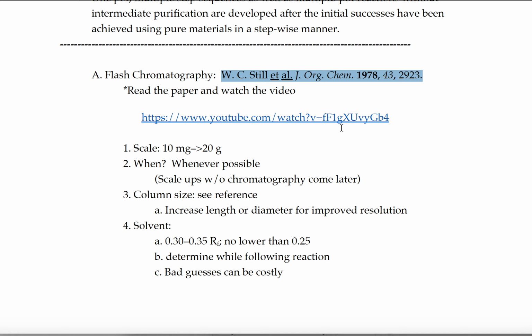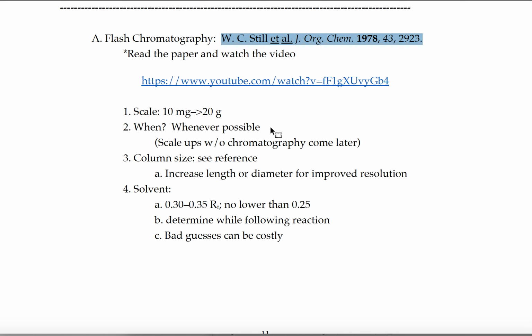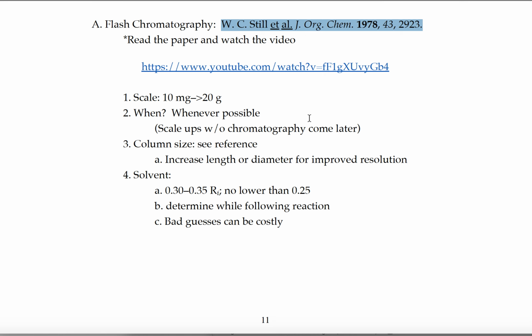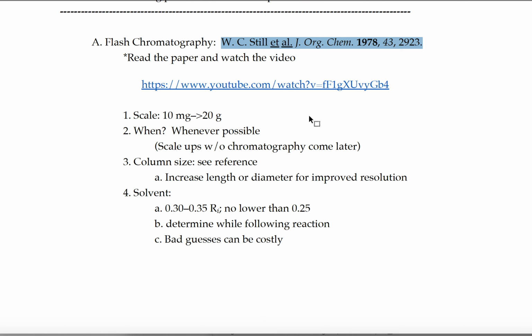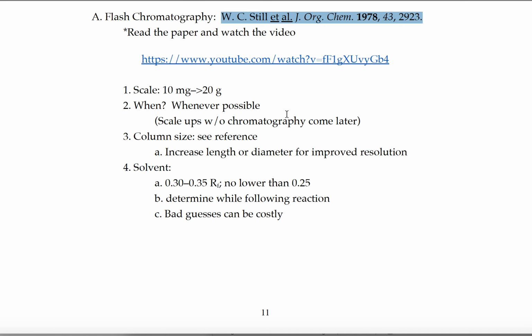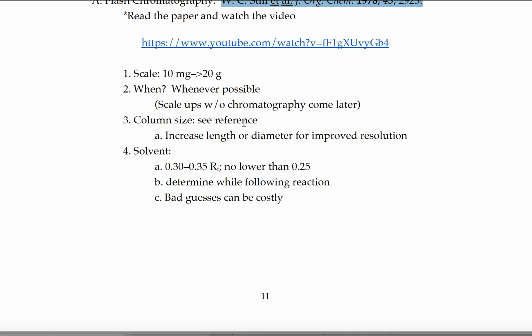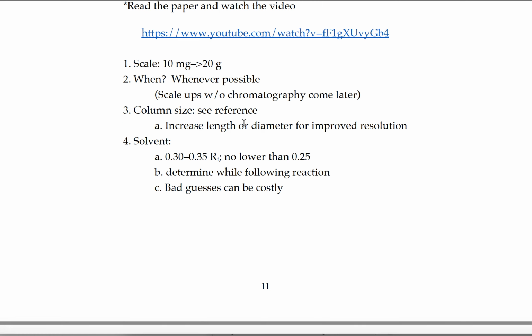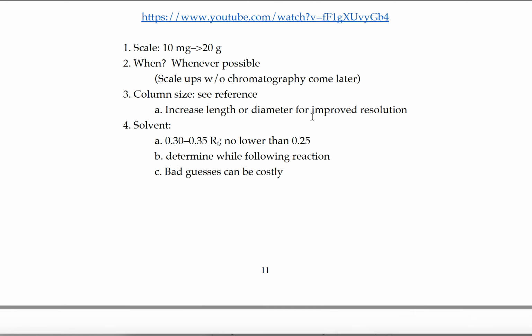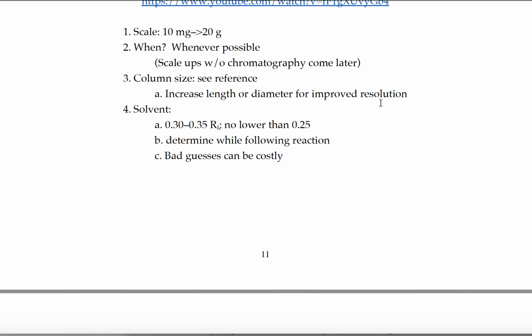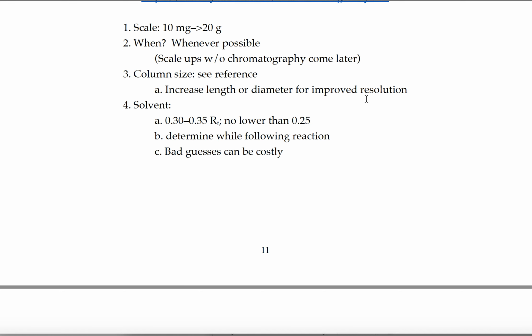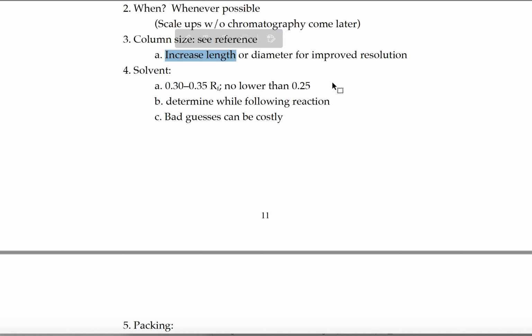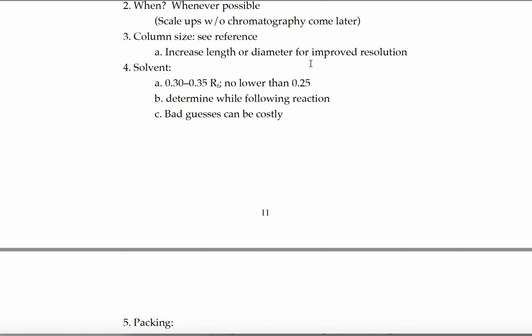Okay, so what do you use flash chromatography for? Anywhere from 10 milligrams up to 20 grams. And you've got to know what column size to use. If you saturate the column, it won't resolve well, so go read the paper. We flash everything that we can. Okay, column size, see the paper. Diameter: increase the length or diameter for improved resolution. I don't know why that's there. I don't believe that. Someone added that. I think one of my editors did. I believe you increase the diameter for resolution, not the length.